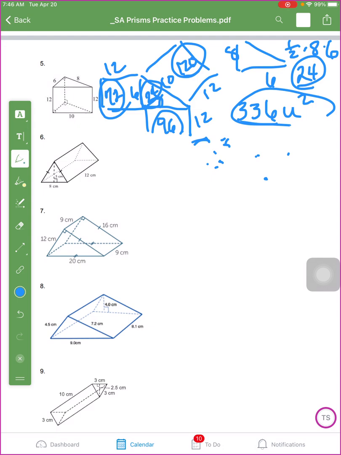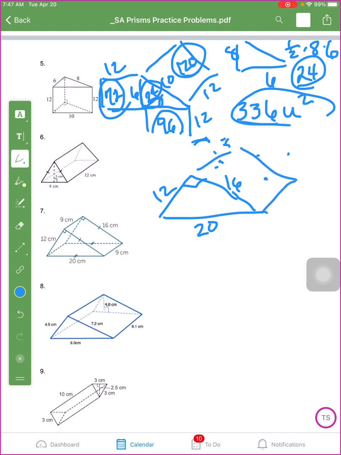Okay, so once again, we have a triangular prism. So I'm going to draw the triangle. See, the right angle's right there. There's the triangle. We know this side is 20. We know this side is 12. And we are told this side is 16. Let me make sure I got my numbers right. 20, 16, and 12. Yep. And we're going to draw the rectangles off of each of the sides. And the height of the prism is 9, so each of these sides is 9.